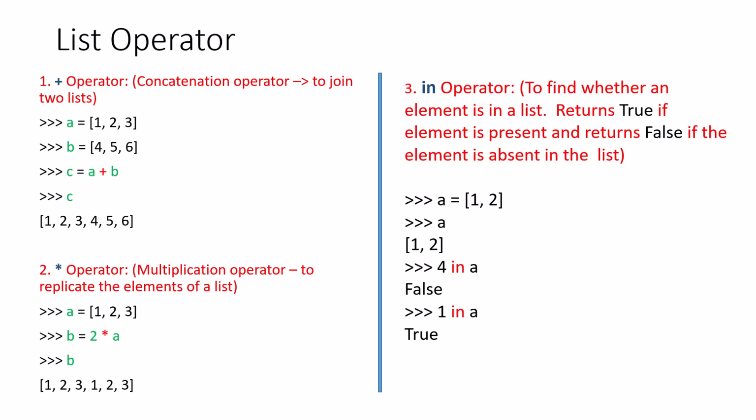The third operator is the in operator, to find whether an element is in a list. This in operator returns the output in the form of a Boolean, either True or False. Here is an example: A equals 1, 2. Now 4 in A: since this element is not available in the list, it returns False. 1 in A: this data item is available in the list, so it returns True.